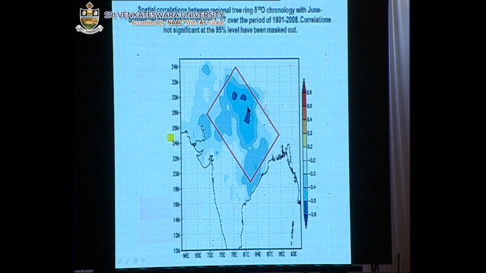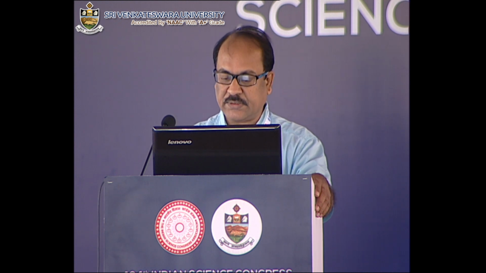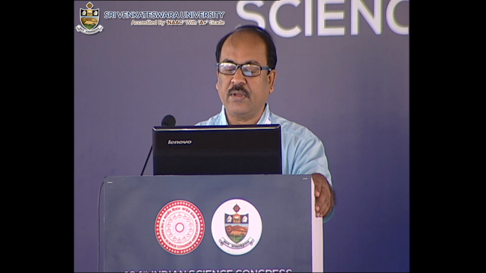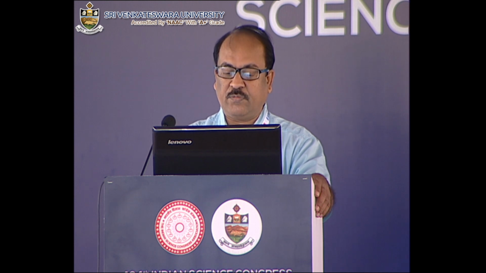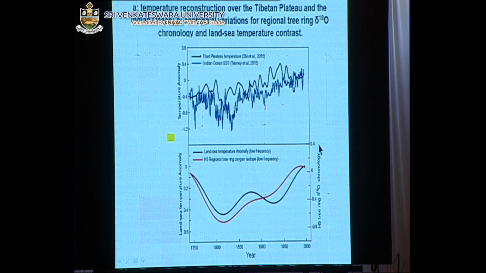Long term correlation is quite negative. See, the oxygen isotope is negatively correlated with the amount of rainfall. This is the amount effect, and these are the correlation coefficients. I will skip all these things. I am going forward. And if you look at the stalagmite results from northern India and the tree ring record, there seems to be some similarity, but these are different proxies, one should remember.